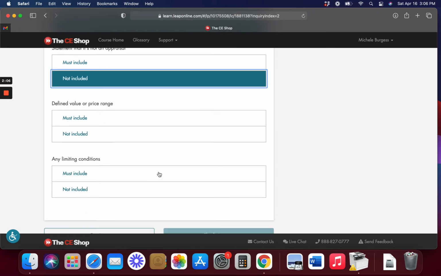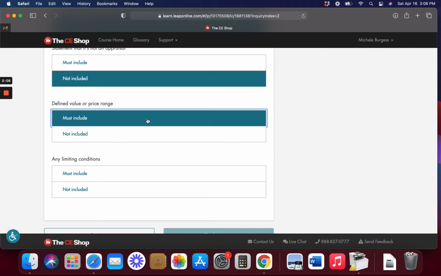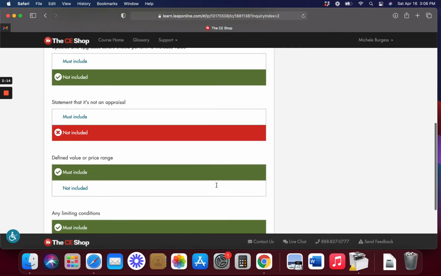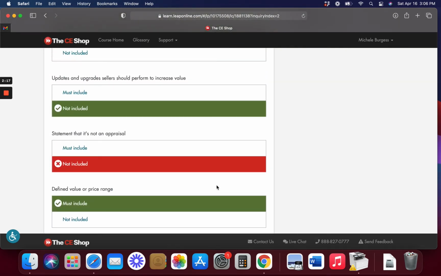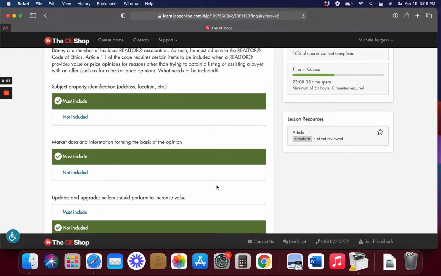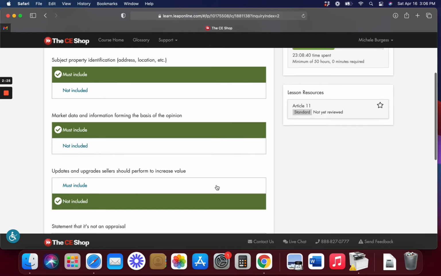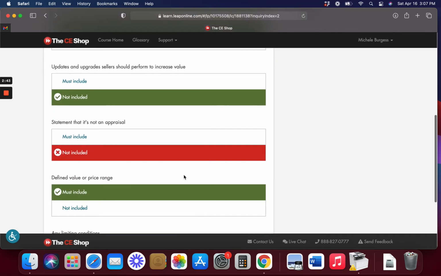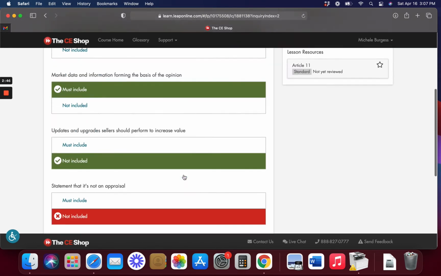Let's see. I'll probably get some of these wrong. The price range, I would say. Limiting conditions, yes. Let's see how we did. Okay, oh wow, I didn't do too bad. You must include a statement that it's not an appraisal. So we did pretty good on this. I got almost all of them right. You need to include the market data. You need to include the address. You don't need to include what they have to perform to increase value. You might suggest that they do some upgrades, but you don't have to include that in your CMA.